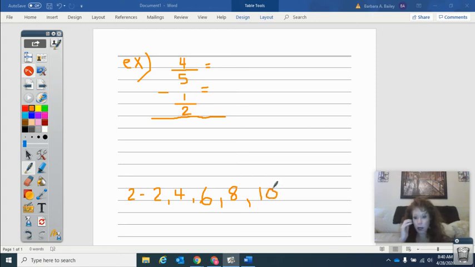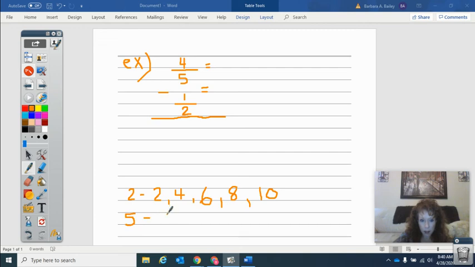So I usually start by listing 5 multiples. Sometimes you may have to do more, sometimes you might do less. But I usually start with 5 and just see where I'm at and then continue if I need to. So I'm going to list the multiples of 5. 2s and 5s are easy because we're all pretty good at counting by 2s and 5s.